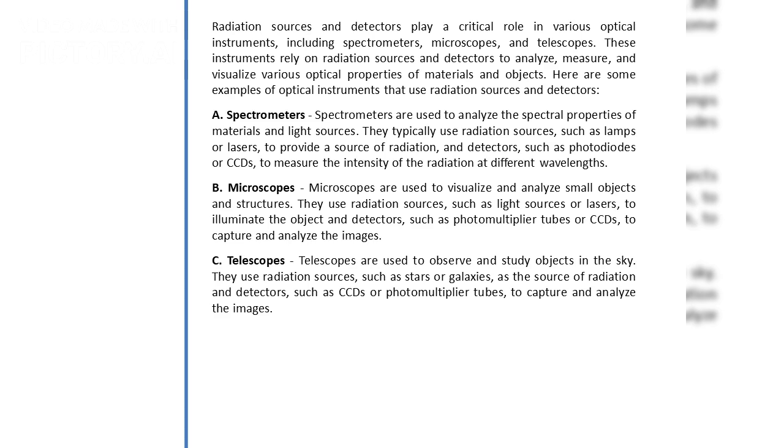Microscopes are used to visualize and analyze small objects and structures. They use radiation sources, such as light sources or lasers, to illuminate the object, and detectors, such as photomultiplier tubes or CCDs, to capture and analyze the images. Telescopes are used to observe and study objects in the sky. They use radiation sources, such as stars or galaxies, as the source of radiation, and detectors, such as CCDs or photomultiplier tubes, to capture and analyze the images.